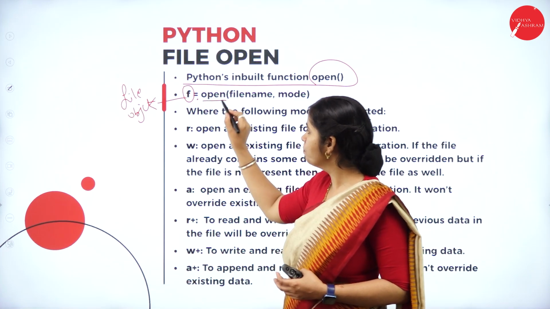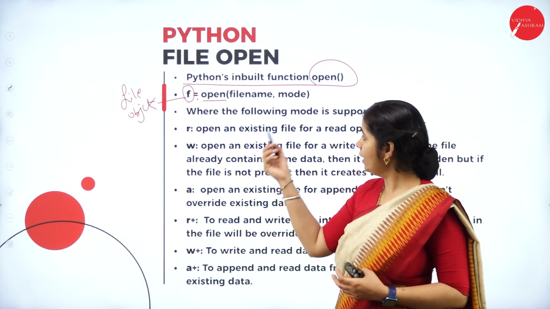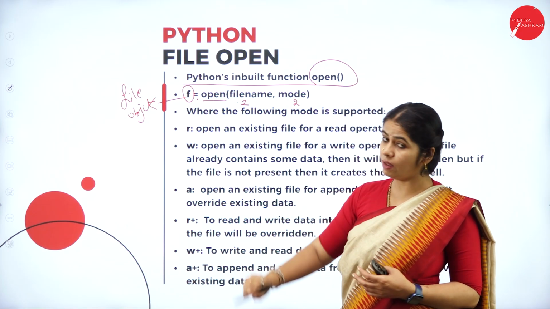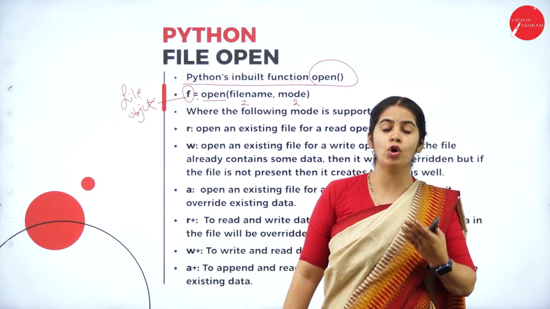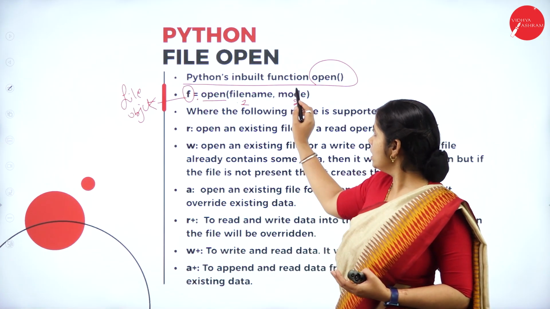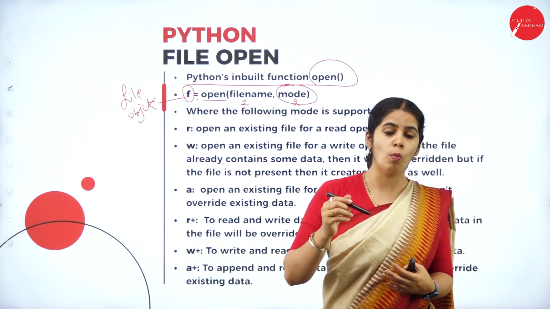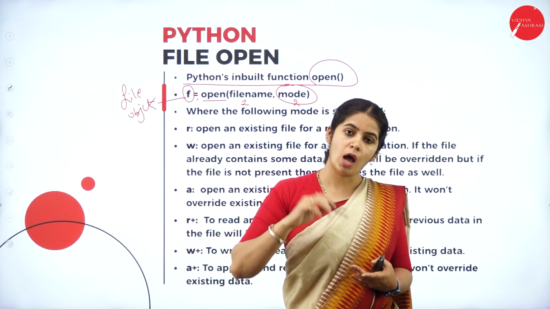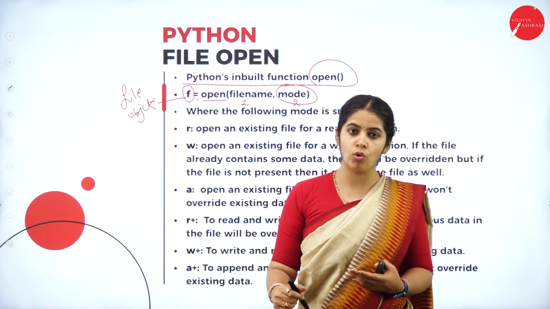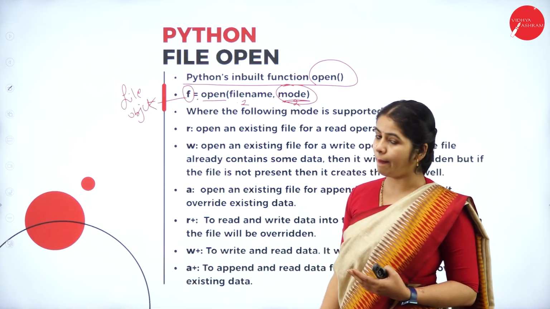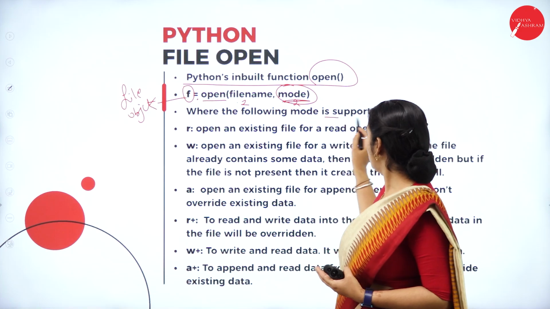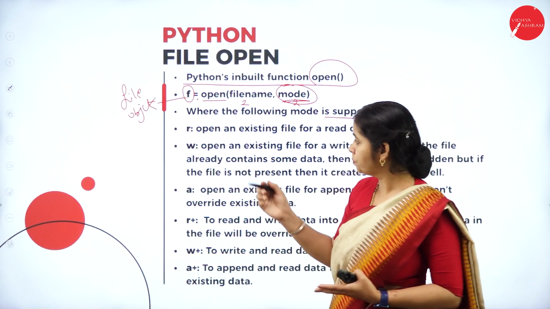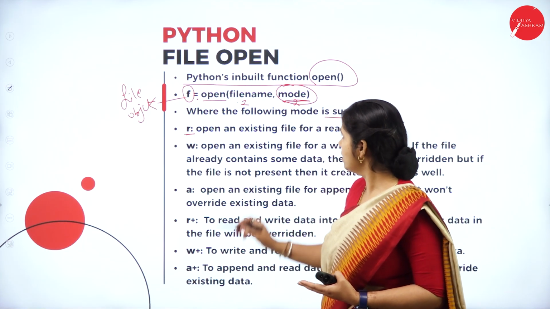We are calling the open method. Within the open method we have two parameters: the file name we are opening, and the mode of access, whether we are opening the file in only read mode, write mode, read-write mode, write-read mode, or append mode. This is what the mode represents. What different modes are supported by file handling?